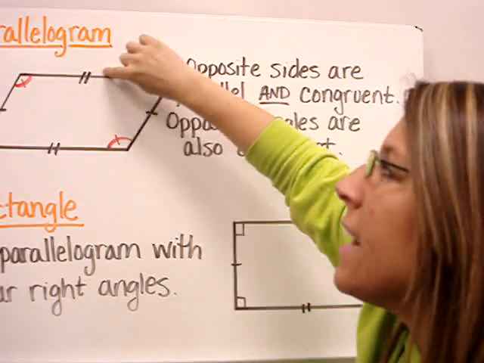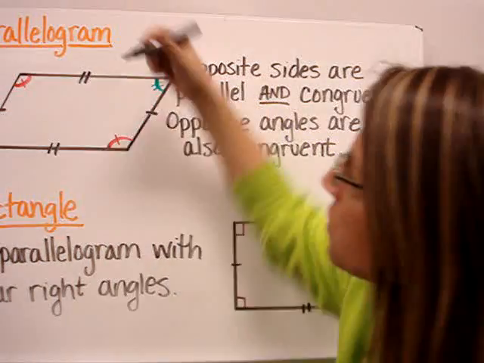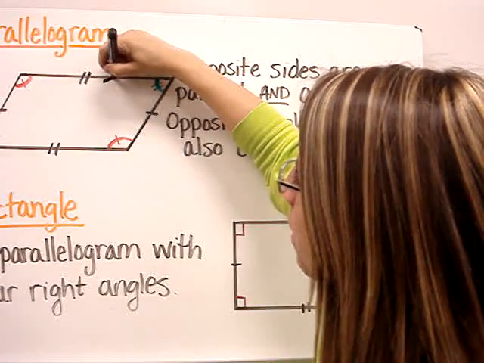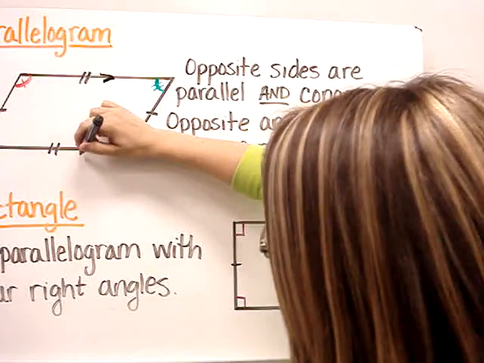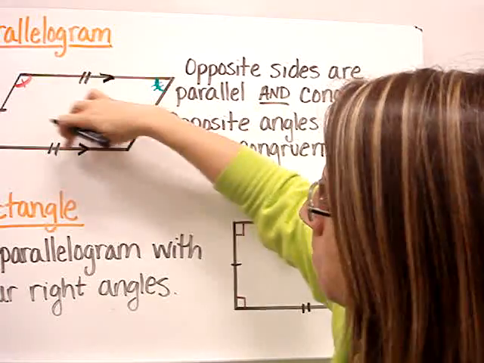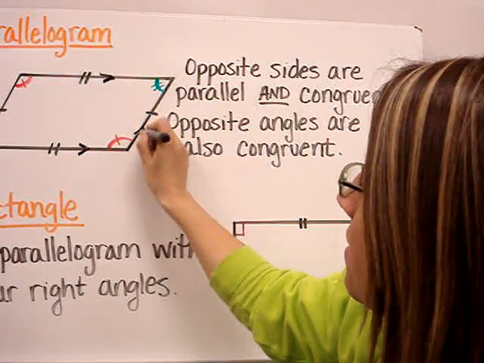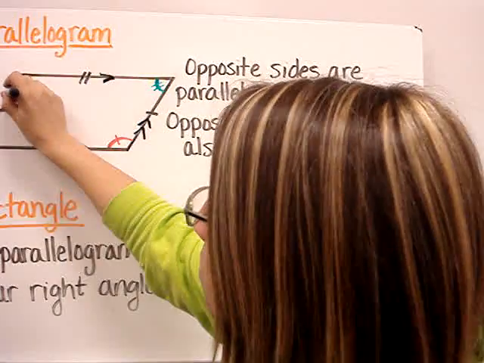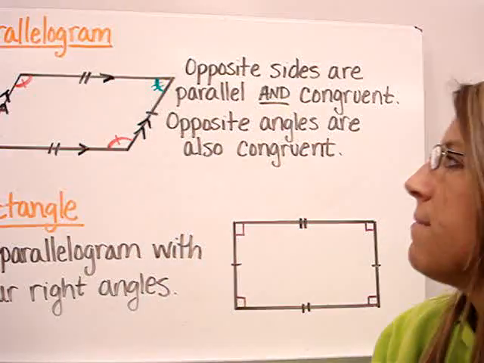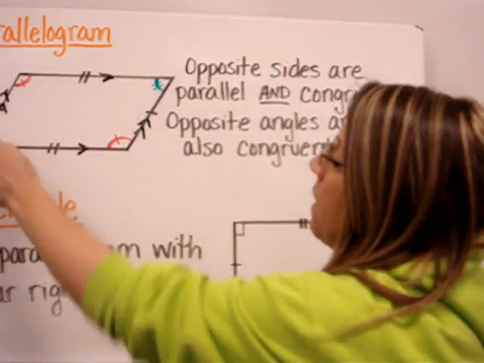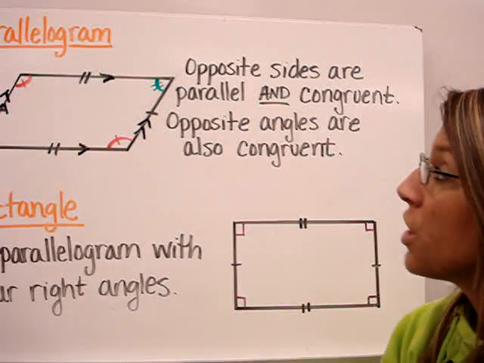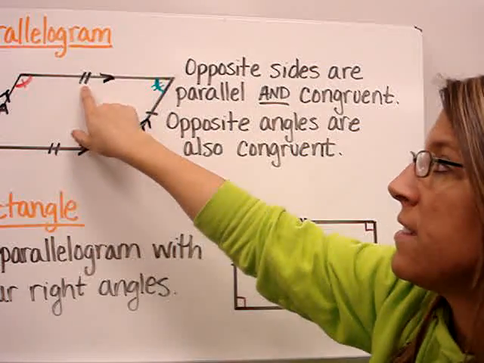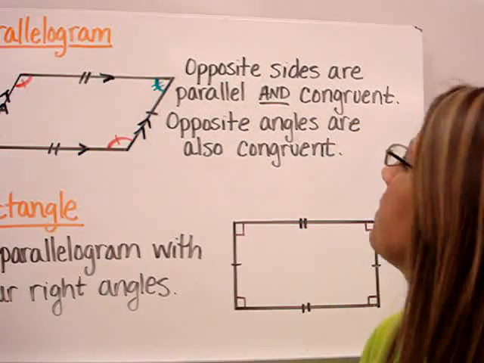So this side is parallel to this side. And when we're talking about items being parallel, I like to draw arrows on them so you know this side's parallel to this side, and this side is parallel to this side. Okay? So opposite sides are parallel and congruent. So this side is congruent to this side, and this side is congruent to this side.